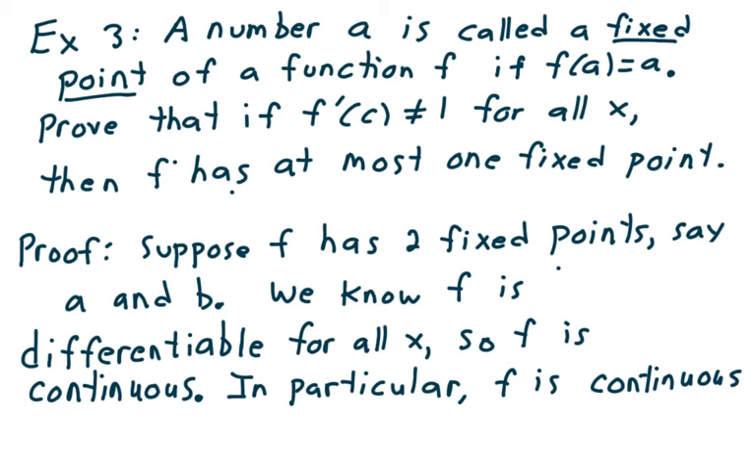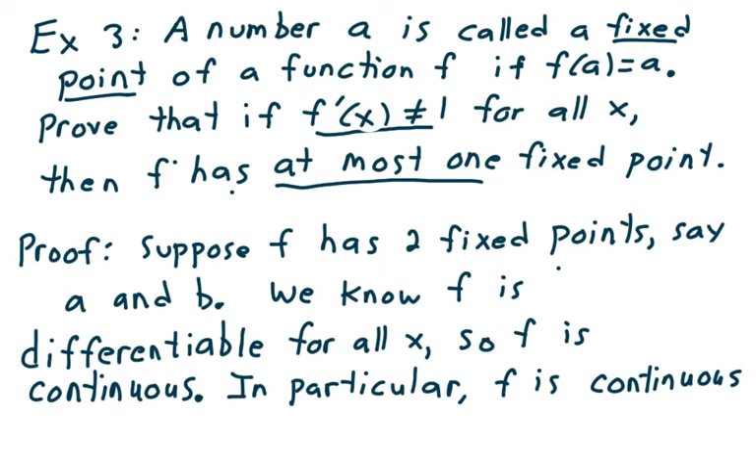Prove that if f prime of C is not 1, that's going to be a key point. And if you don't mind, I'm going to change that to an x. So if f prime of x is not 1 for all x, then f has at most one fixed point. And so when you want to prove that something has at most 1, assume that it has 2 and show that that can't happen. So this is called a proof by contradiction.